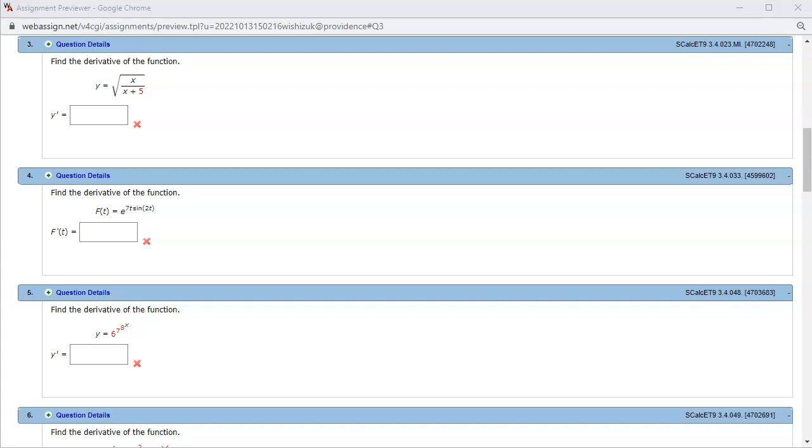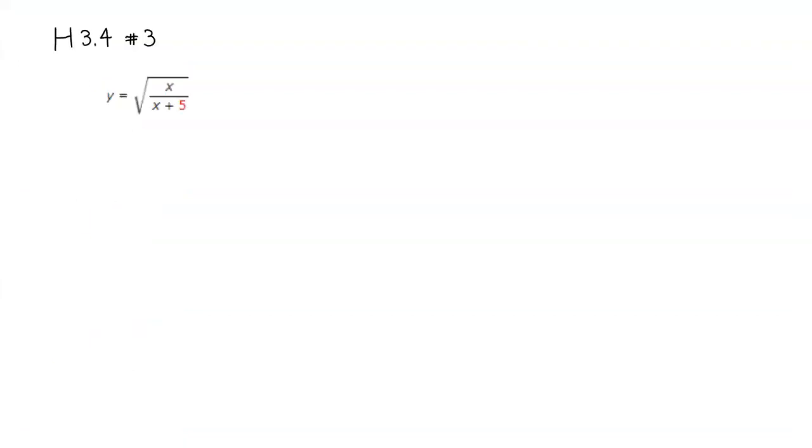Alright, let's look at homework 3.4, problem number 3. Let's take the derivative of this given function. First thing is I'm going to rewrite the square root as a 1/2 power. So we have the quantity x over x plus 5 raised to the 1/2 power. Let's take the derivative.